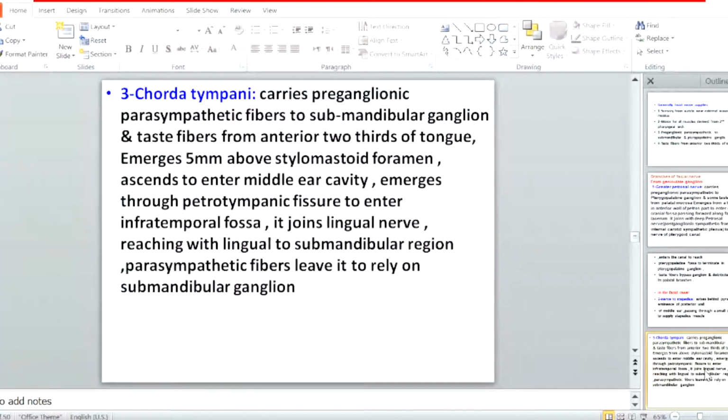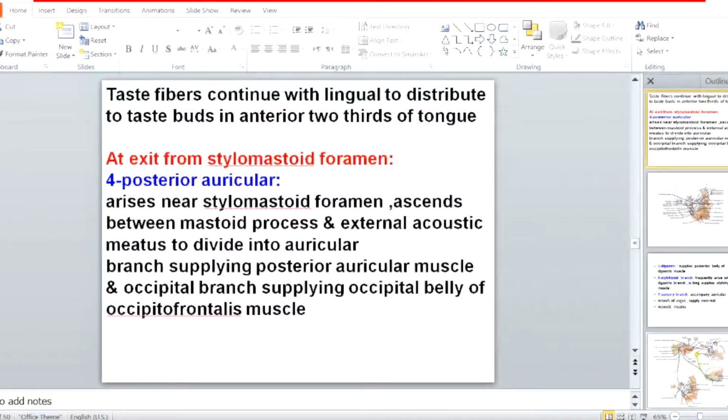From there, the postganglionic parasympathetic fibers from the submandibular ganglia supply the submandibular salivary gland and pass with the lingual nerve to supply the sublingual salivary gland in the floor of the oral cavity. The taste fibers continue with the lingual nerve to distribute to the taste buds in the anterior 2/3 of the tongue. As it exits from the stylomastoid foramen, there remain in it only motor fibers.